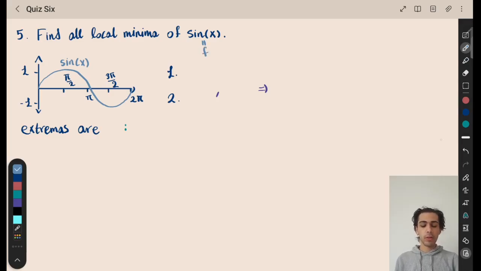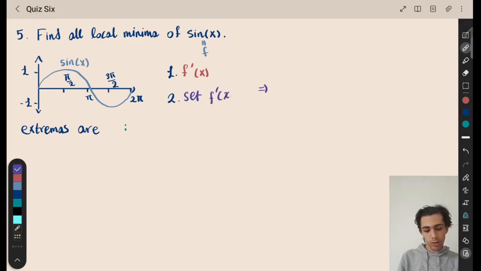So if this is my function f, then the first thing I would do to find the minima or the maxima or the extremas in general would be to take f prime of x. And then the second thing I would do is set f prime of x equal to 0. So here, if this is f, then we know that f prime of x is cosine. You can check this using the limit definition of the derivative.